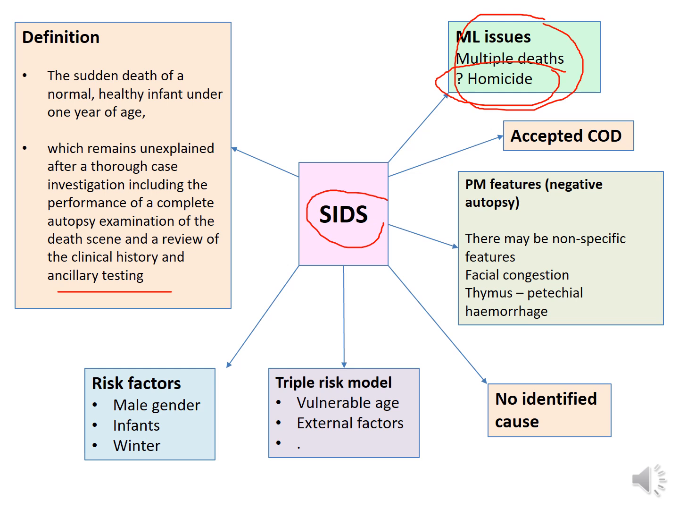So what are the post-mortem features? It should be a negative autopsy, but there may be non-specific findings such as thymic petechial hemorrhages, facial congestion, etc. And you know that there is no identifiable cause for that, but there are multiple risk factors. All right. So what are the common risk factors? Being male, and also during the winter, and being one of twins, etc.